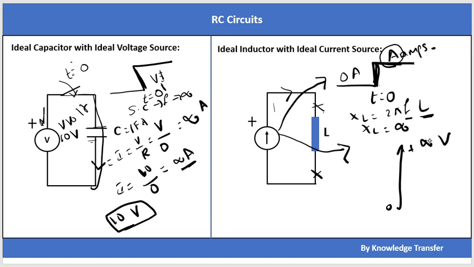Because it is shooting to plus infinity volts across the inductor, the inductor will allow A amps of current through it. So this is how it behaves when we connect an inductor across the ideal current source.